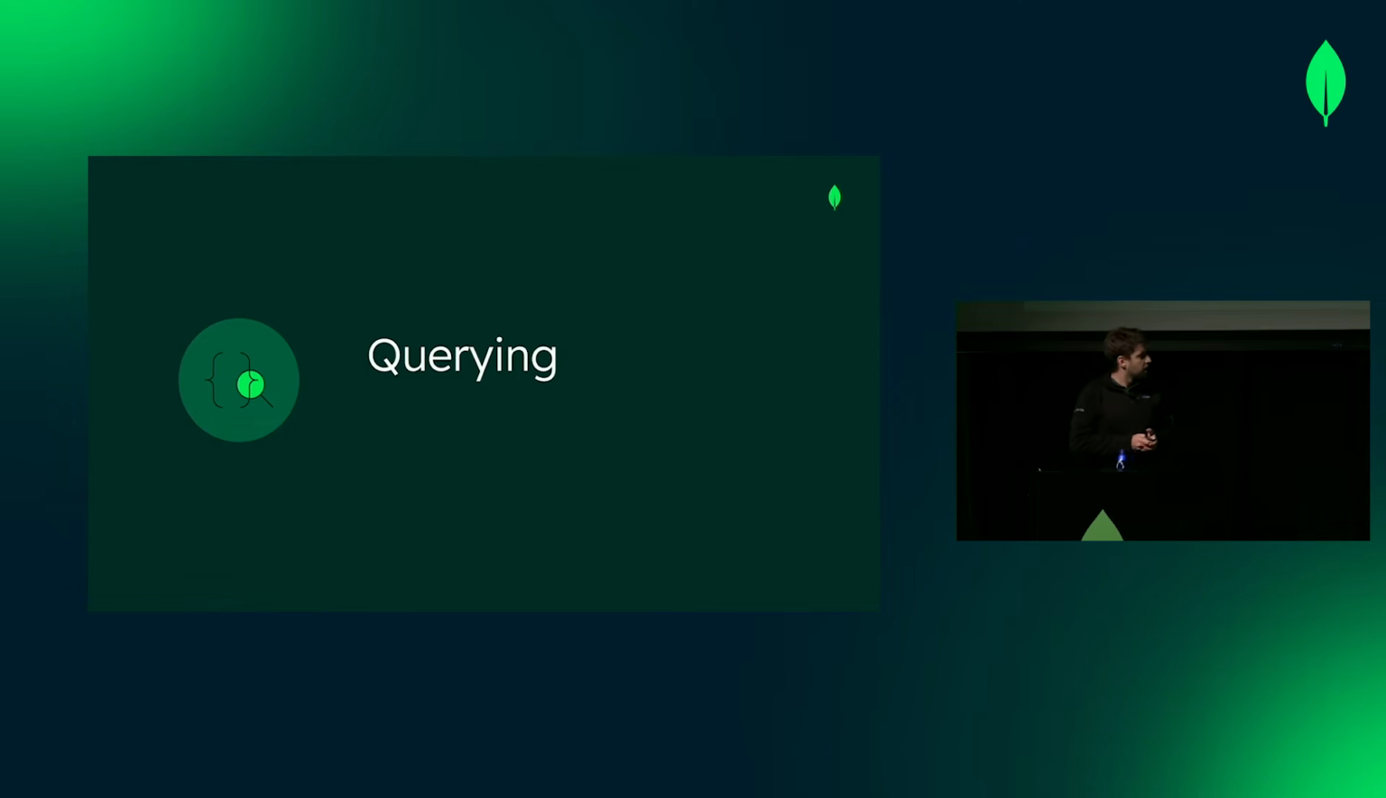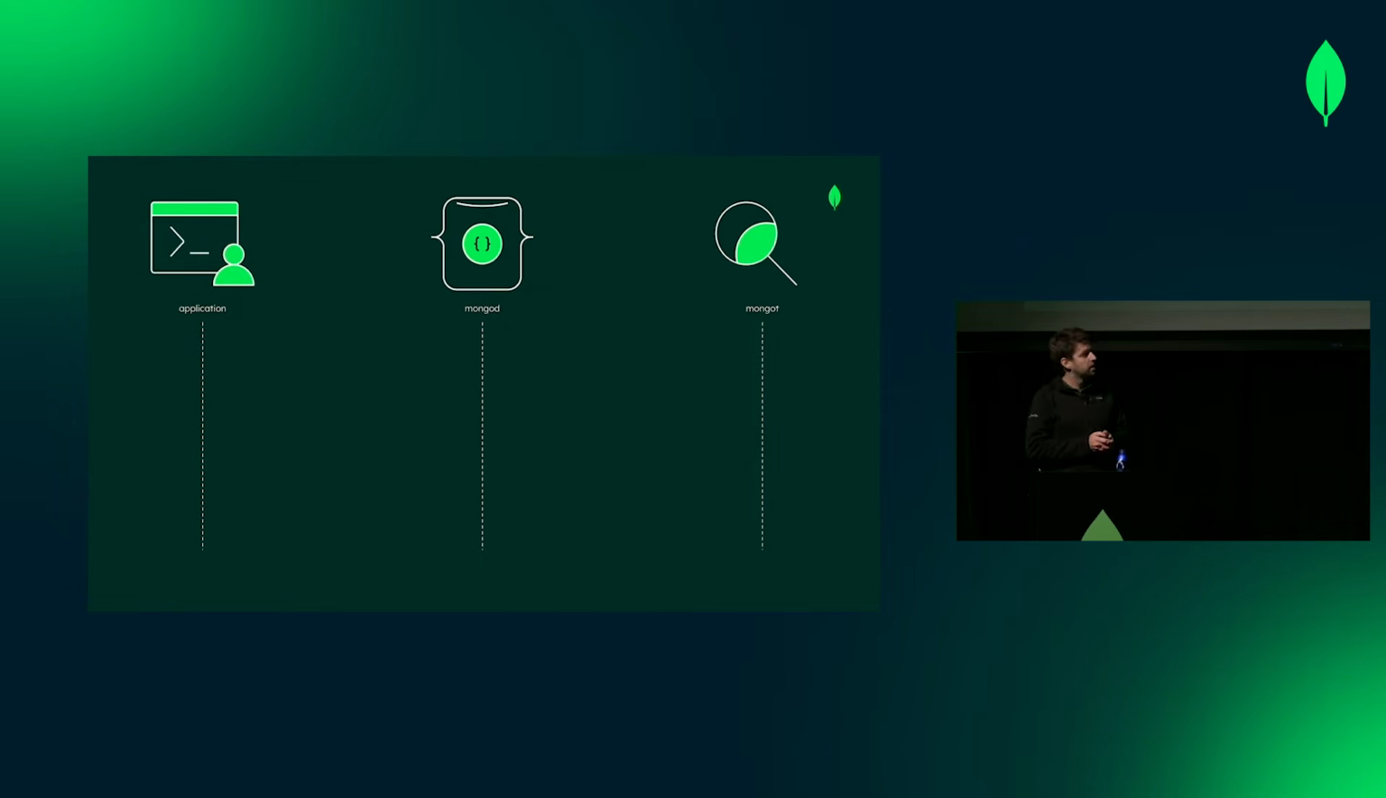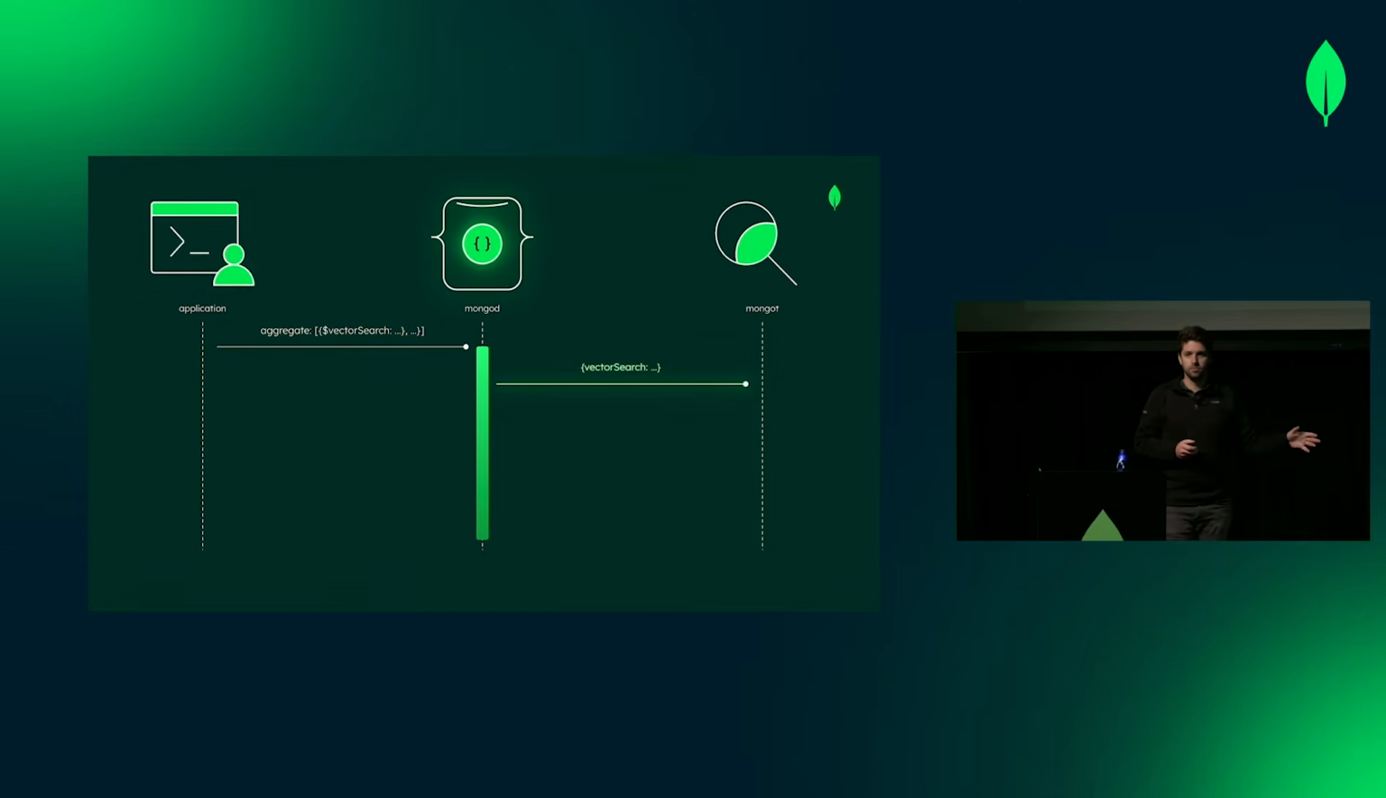And so going back to our handy sequence diagram here, again, we have MongoDB, we've got the application, we've got MongoT. You've seen this part before: an aggregation pipeline stage, just like any query, going to MongoD. You might be able to guess what's coming next. We're going to proxy that off to MongoT to execute the query. So MongoT is going to take that request that's proxied from MongoD. It's going to execute the query.